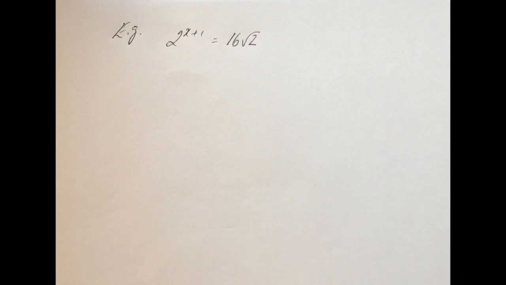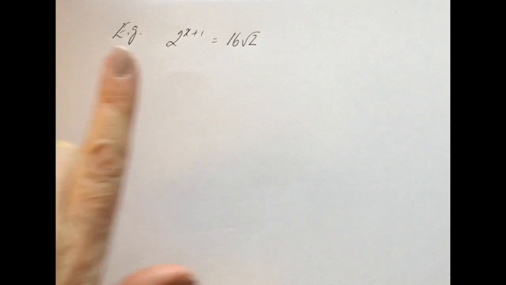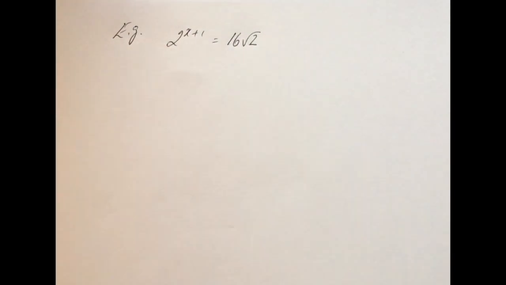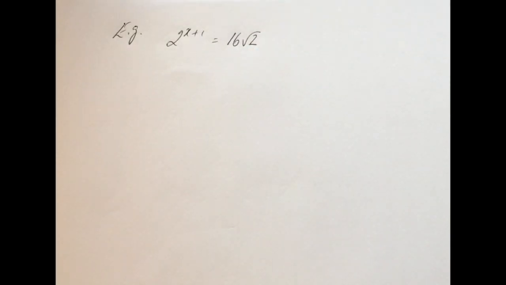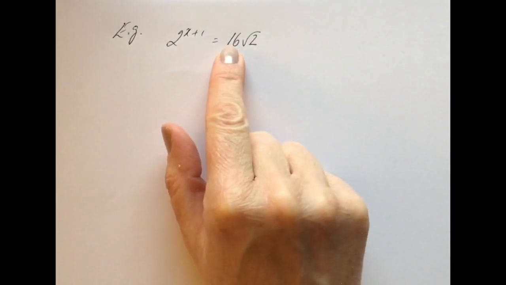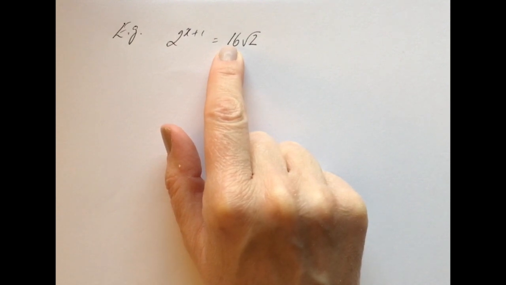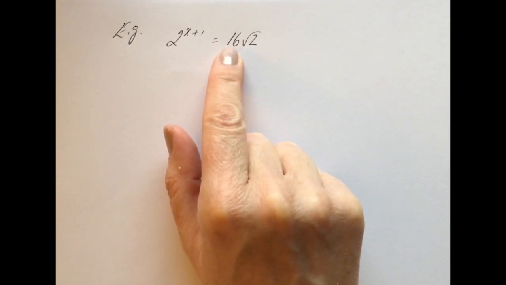Okay, try this question. Press pause, give it a go. So, the left-hand side we've got a power of 2. So on the right-hand side, ideally we want to get powers of 2. So let's check. Can I write 16 as a power of 2? And of course, we can. 16 can be written as 2 to the power of 4.